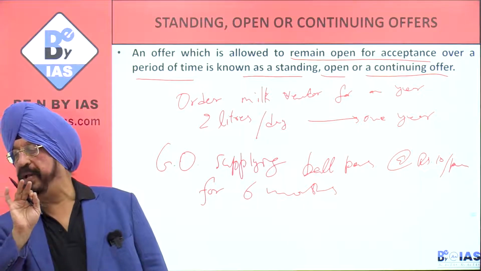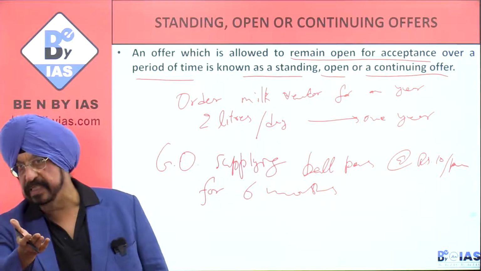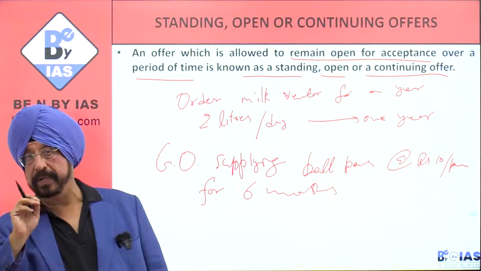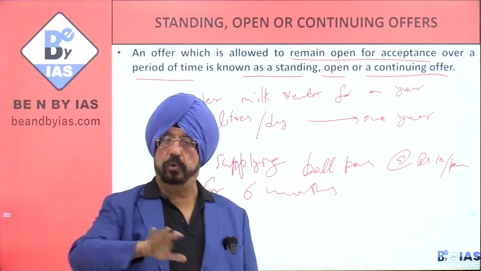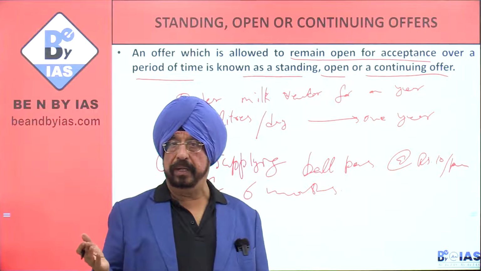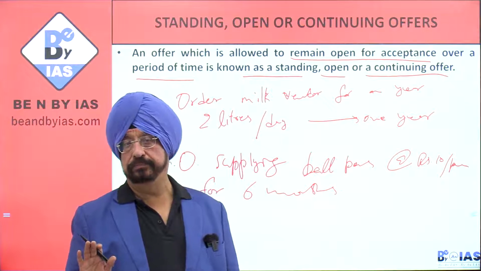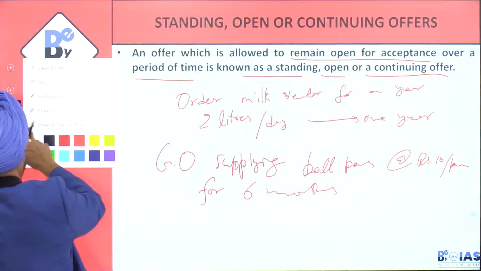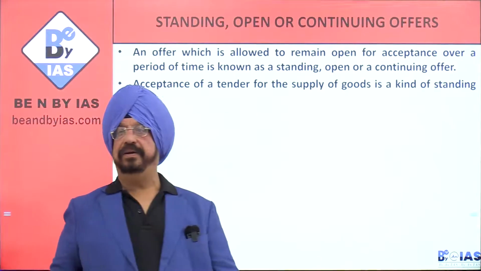If delivery of pen is made today and tomorrow, the delivery of today and tomorrow will be separate contracts. Yes, each order, each supply will be a separate contract. That is why if today you have supplied, and tomorrow you fail or refuse to supply, there is no breach of contract. We will see. I'm just giving you an inkling about the whole thing. Acceptance of a tender for the supply of goods is a kind of standing order.